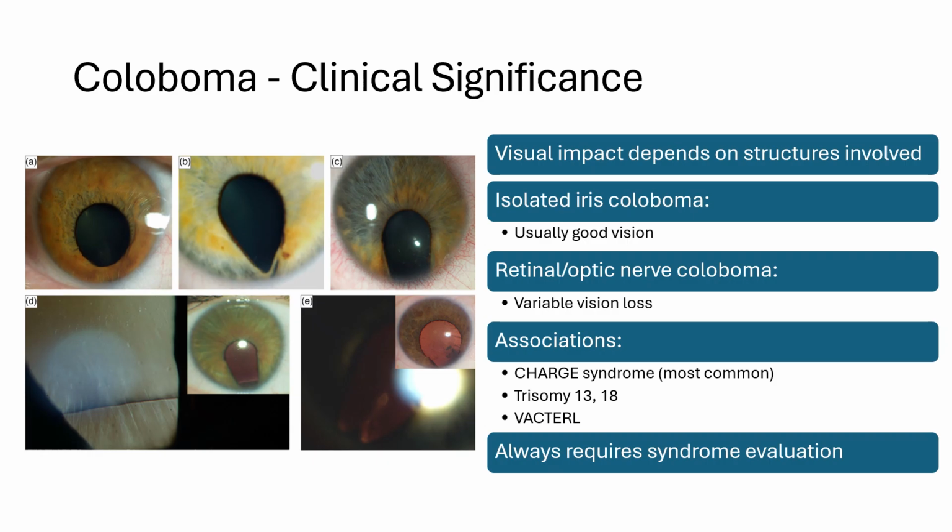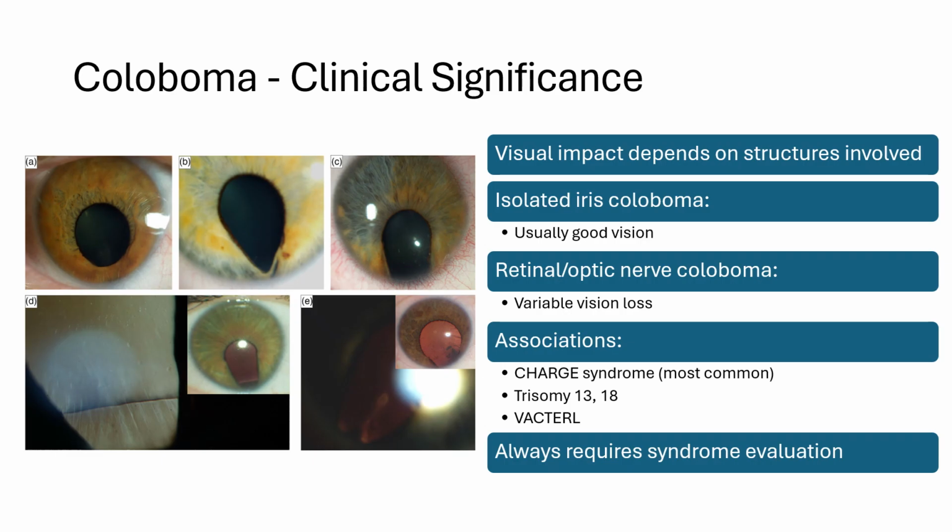The visual impact of colobomas varies dramatically based on which structures are involved. Isolated iris colobomas, despite their striking appearance, typically preserve good vision since the central visual axis remains intact. These infants might have some photophobia or cosmetic concerns, but functionally, they do well. The story changes completely when posterior structures are involved. Retinal colobomas create a gap in the neurosensory retina that cannot transmit visual information, while optic nerve colobomas can range from mild cupping to severe hypoplasia with profound vision loss.